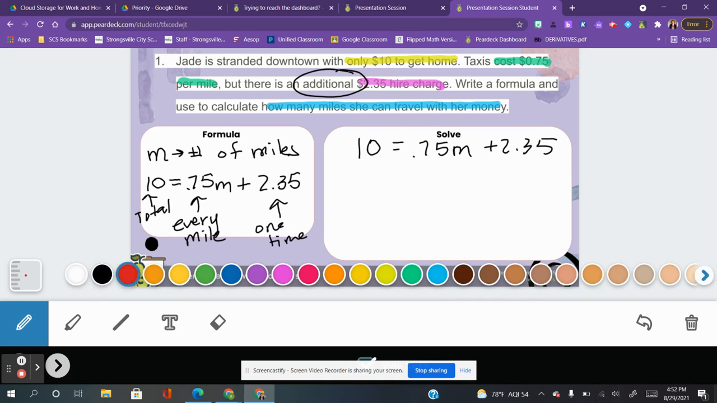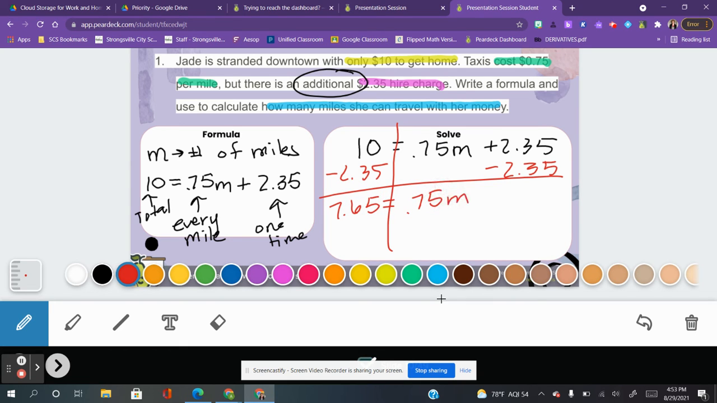Again, I like to draw my bar down the middle. The first thing that I need to get rid of is the constant. So I'm going to subtract 2.35 from both sides. When I do that, I get 7.65 equals 0.75 m. I'm going to undo the coefficient, or get rid of that coefficient, by dividing both sides by 0.75. And when I do that, I get 10.2 equals m.